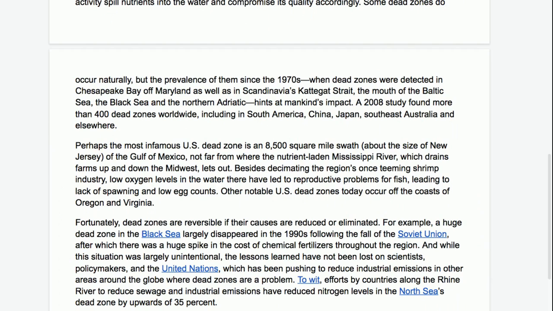Besides decimating the region's once teeming shrimp industry, low oxygen levels in the water there have led to reproductive problems for fish, leading to lack of spawning and low egg counts. Other notable U.S. dead zones today occur off the coasts of Oregon and Virginia.